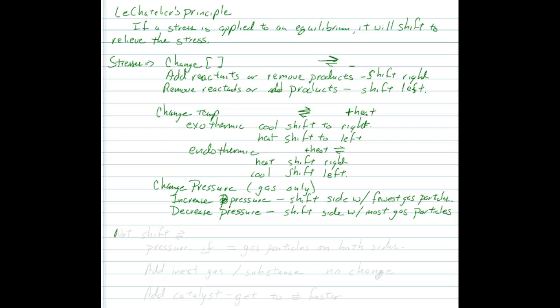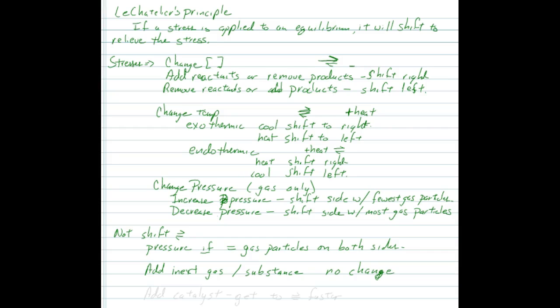Things that will not shift equilibrium: pressure change if equal numbers of particles are on both sides. If you have equal gas particles on both sides, they won't shift one way or the other. If you add something that's not reacted, if you add inert gas or a substance that's not being reacted, there's no change in equilibrium.